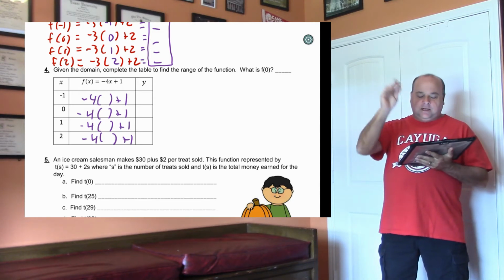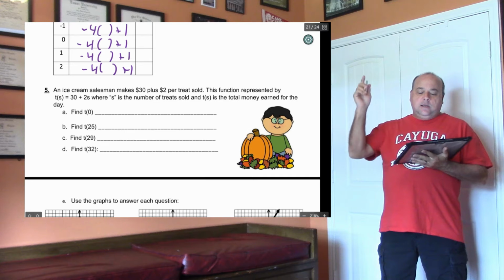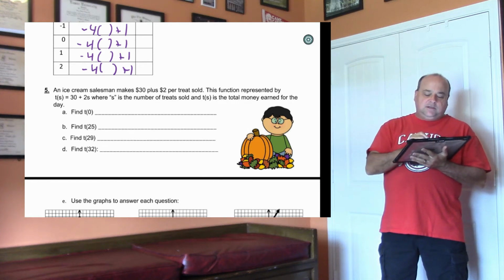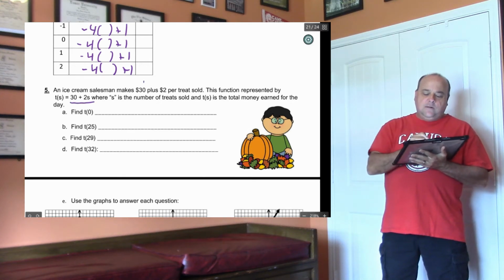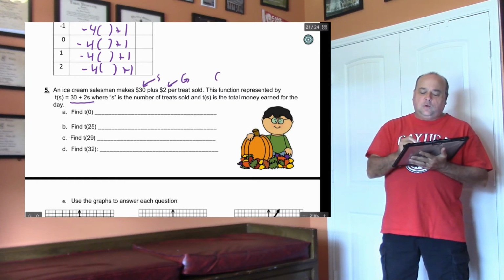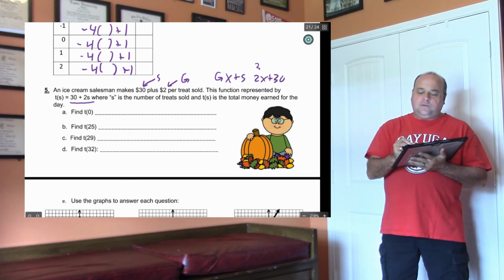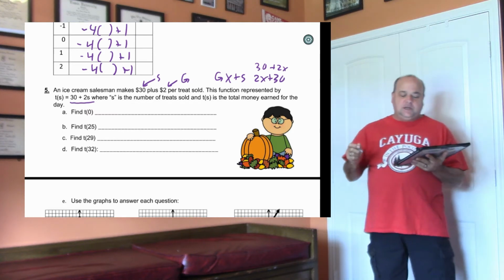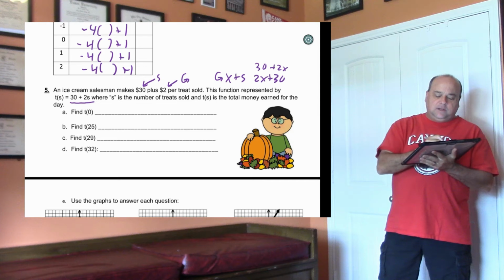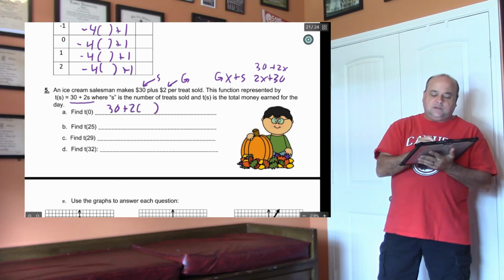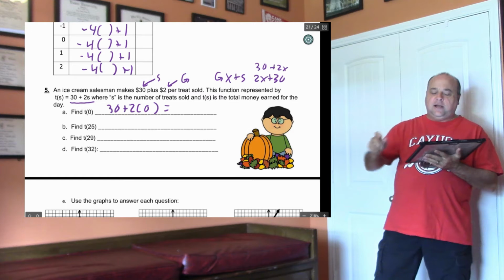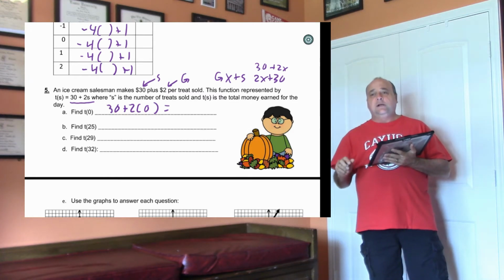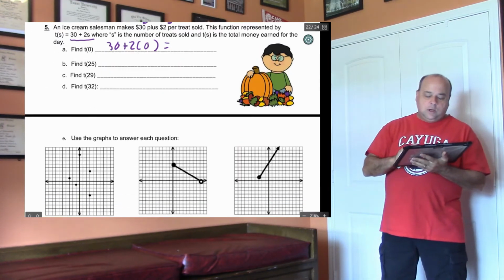Okay? And I'm going to let you answer the rest on your own. Same thing on this one. Our function is 30 plus 2s. This would be our starting number. This would be our growing number, wouldn't it? So our gx plus s would be 2x plus 30, and they wrote this as 30 plus 2x. Okay? So that's where that equation came from. Now then, you're just going to plug these in. So 30 plus 2 parentheses, put the 0 in, get your answer, repeat the process. I'm not going to do all of this for you.